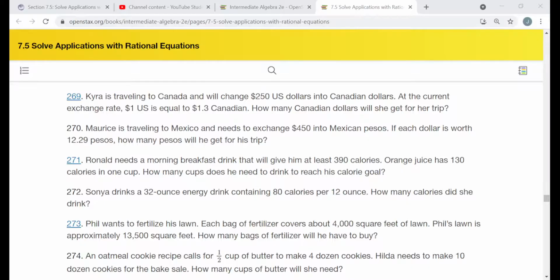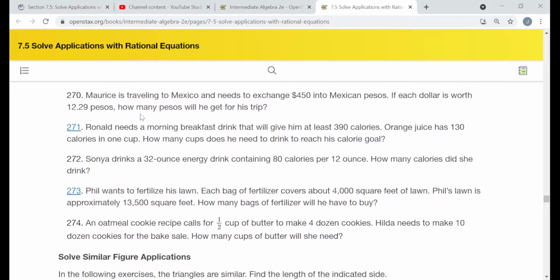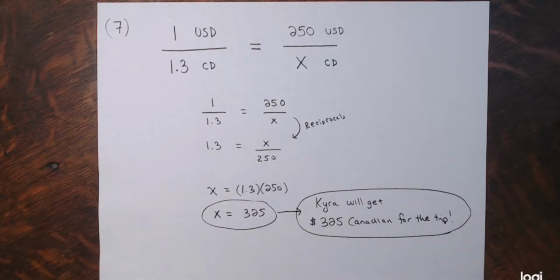Now example 8, this will be exercise 270. So Maurice is traveling to Mexico and needs to exchange $450 into Mexican pesos. So you have American dollars and Mexican pesos. If each dollar is worth 12.29 pesos, how many pesos will he get for his trip? So pretty similar to the Canadian dollar problem.